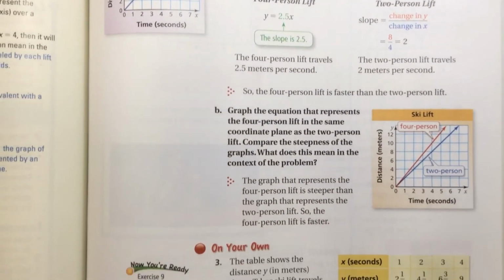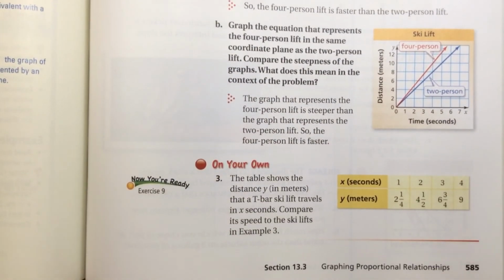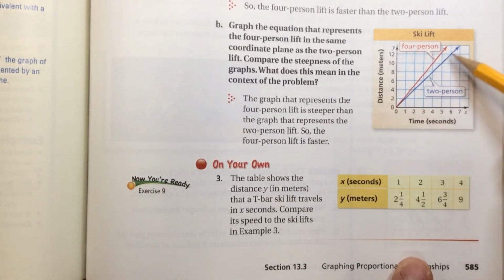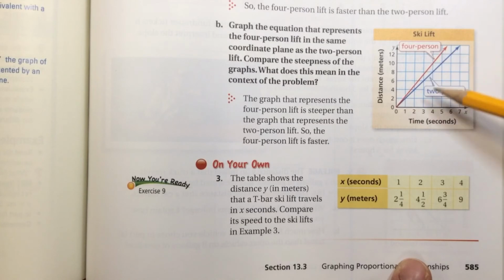And they show that graph right down here where they actually graphed both of them. And we might say, what does it mean that the 4-person lift, or the red line, is steeper than the blue line? And that would mean that the 4-person lift was going faster or has a larger slope. So it's more meters per second. It's going faster than the blue.